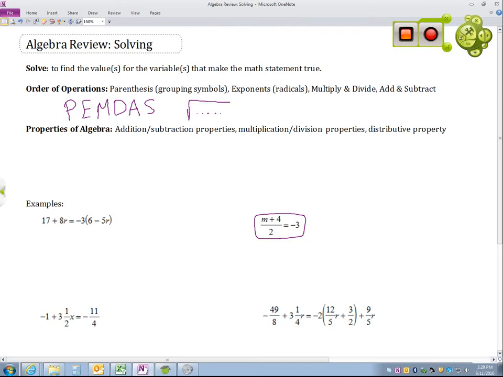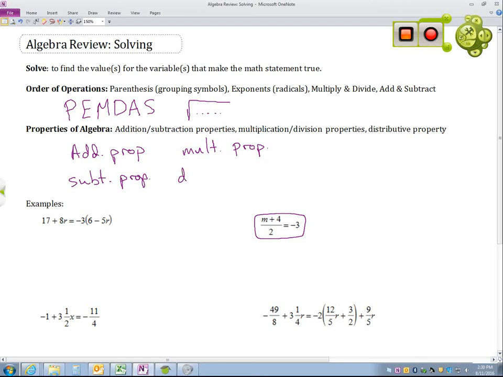Okay? Properties of algebra. The general rule with algebra is if you have an equation, whatever you do to one side, you have to do the same thing to the other in order for the equation to stay true. So we could add the same thing to both sides of an equation. That would be the addition property. We could subtract the same thing from both sides. That would be the subtraction property. We can multiply both sides by the same thing. Now, when we multiply, we do need to distribute. We need to make sure we multiply every term on both sides of the equation by the same value. So that's the multiplication property.